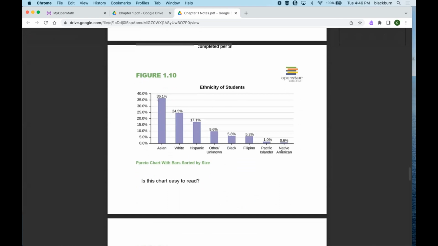Ethnicity of students is still qualitative. So it's a bar graph.